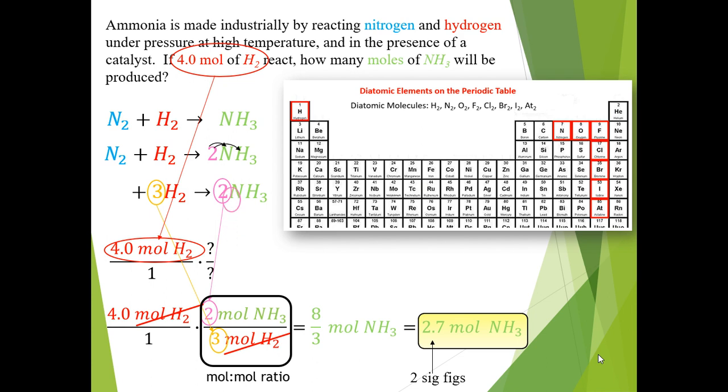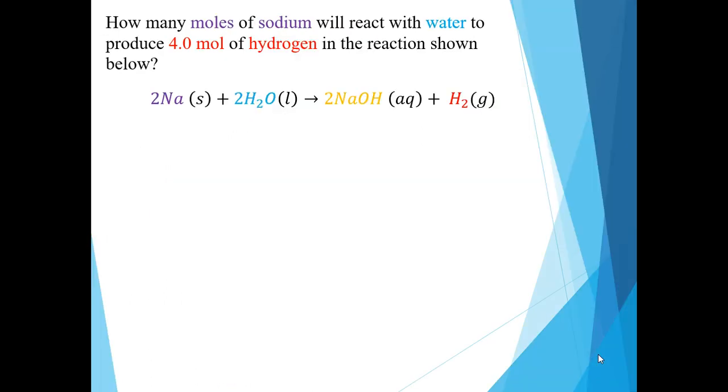The second example that I have here for you says how many moles of sodium will react with water to produce 4.0 mole of hydrogen in the reaction shown below. So for this one, the reaction is already given. Everything is already balanced for you. If you notice here, all the coefficients are done for you. So you don't have to do this particular balancing step. So this right away is a mole to mole ratio because it asks for how many moles of sodium, and it also gives you moles of hydrogen. So pretty straightforward stoichiometry with this one as well.